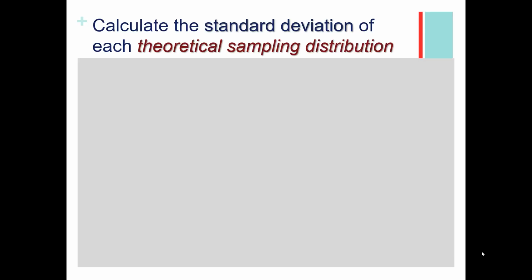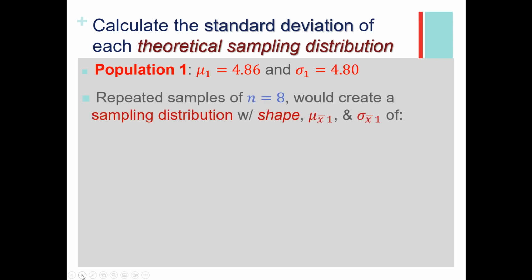So considering how we would get the standard deviation of the theoretical sampling distribution for the difference of means, we need to consider each of the individual theoretical sampling distributions from each sample mean initially. So we look at the first population where we were drawing samples. We had a mean of that population of 4.86 and a standard deviation of 4.8. If we took repeated samples of size 8 from this population, we would generate a sampling distribution and determine what the shape, center, and spread would be.